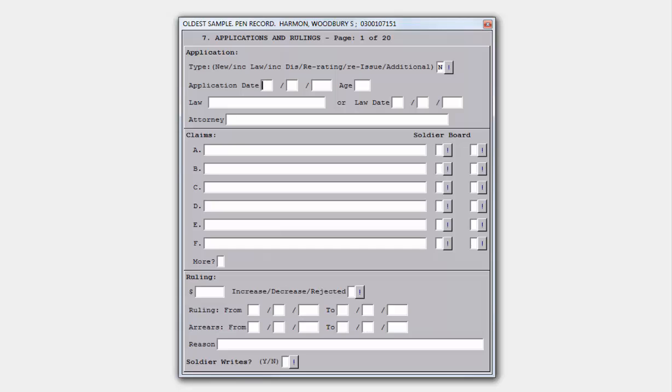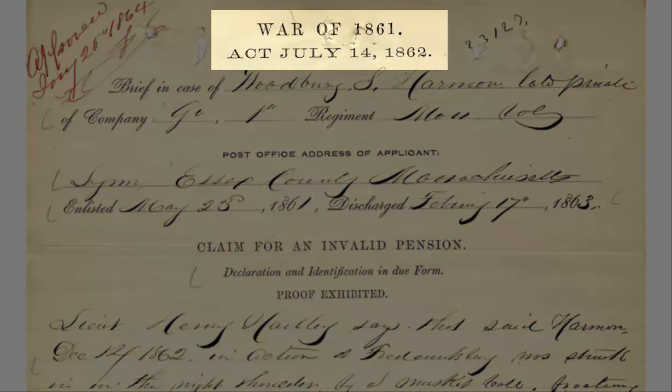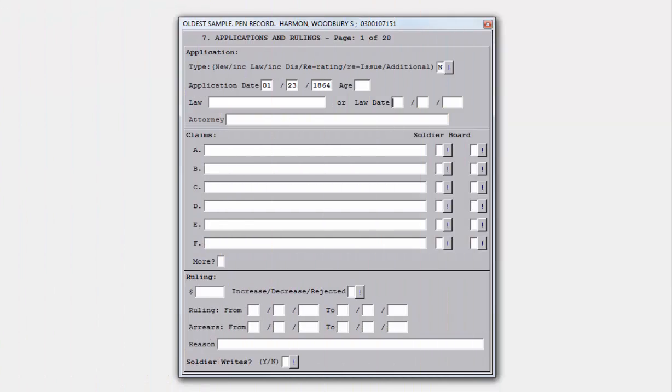N is entered. Without the application, we will substitute the admitted date, January 23, 1864, for the date of application. The date of the Pension Act is given at the top of the ruling form and is input July 14, 1862. For an explanation of pension laws and how they affect the data, please visit our website. Claimants are represented by pension attorneys or agents. Harmon's pension agent is William Hobbs, Jr.